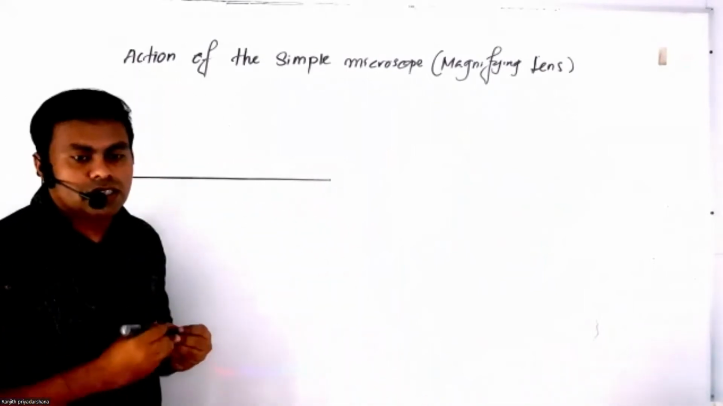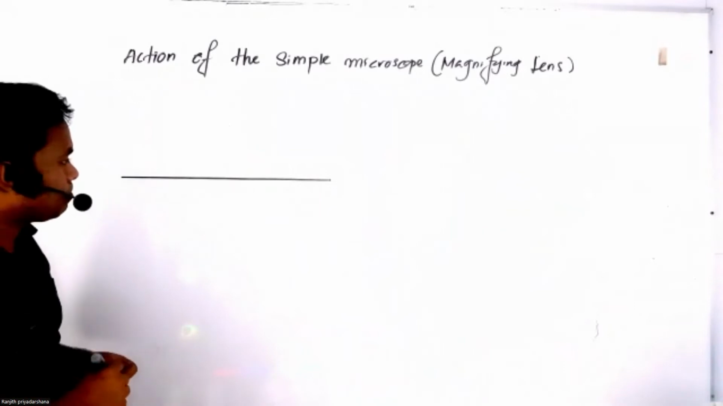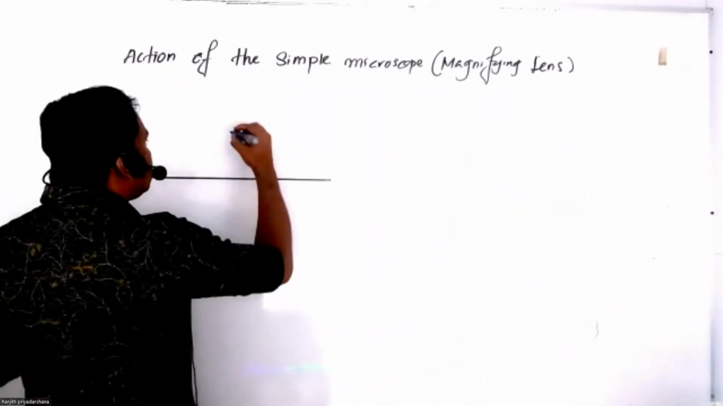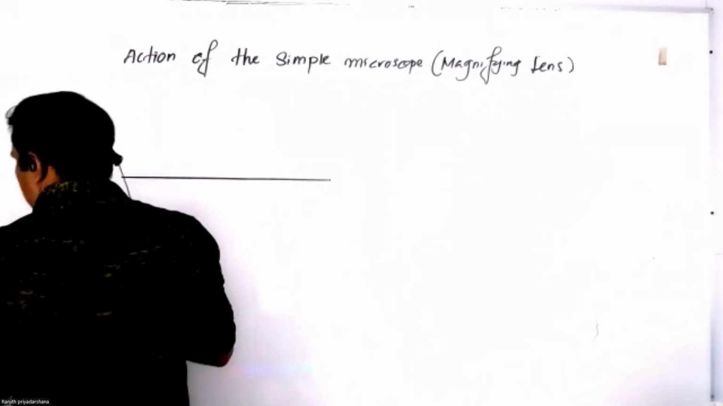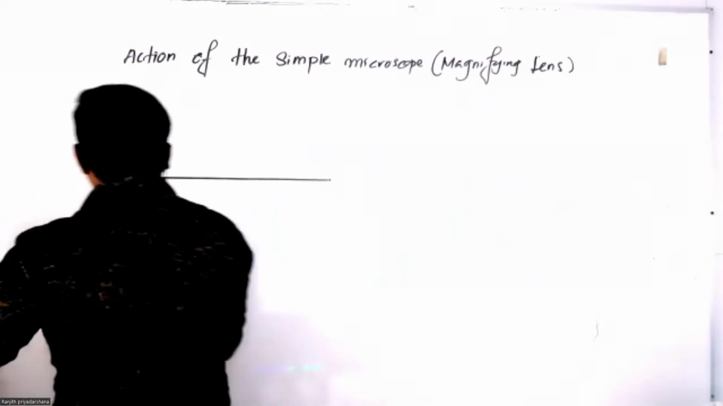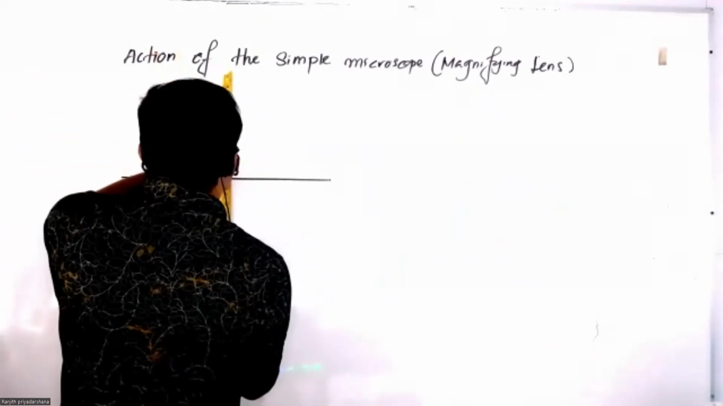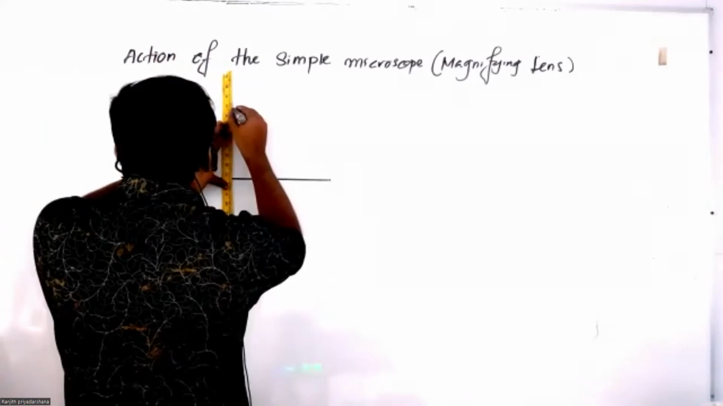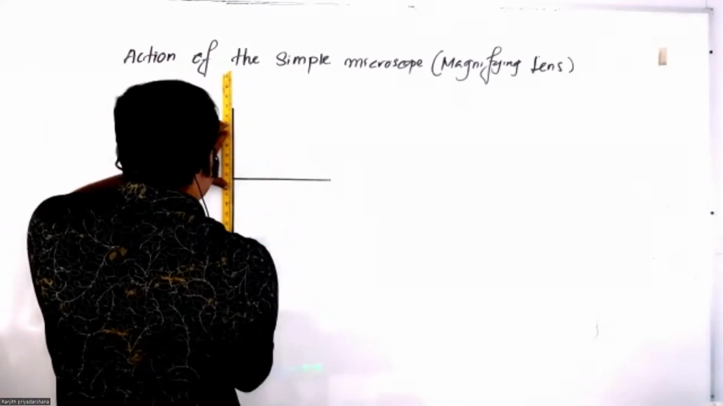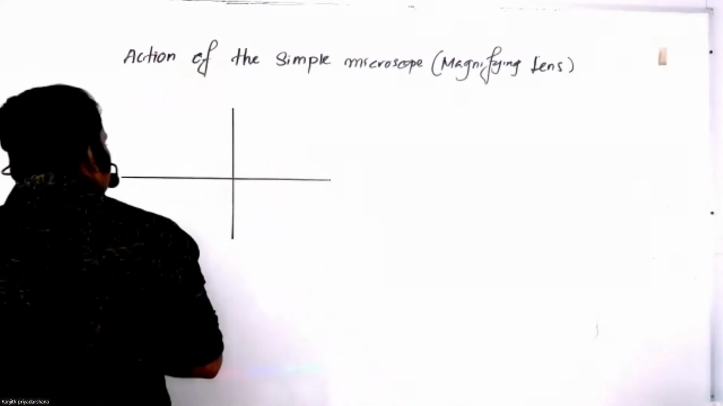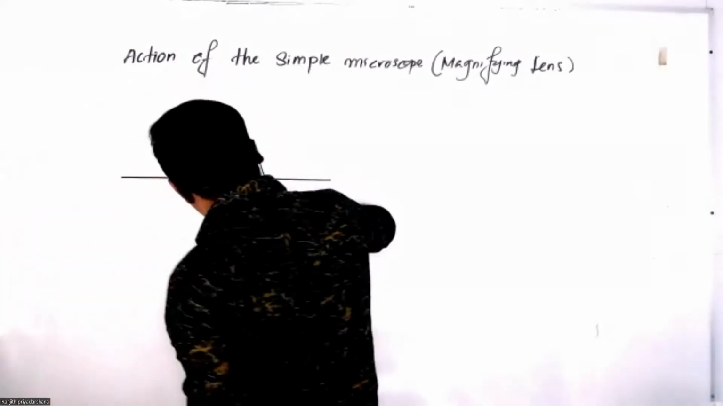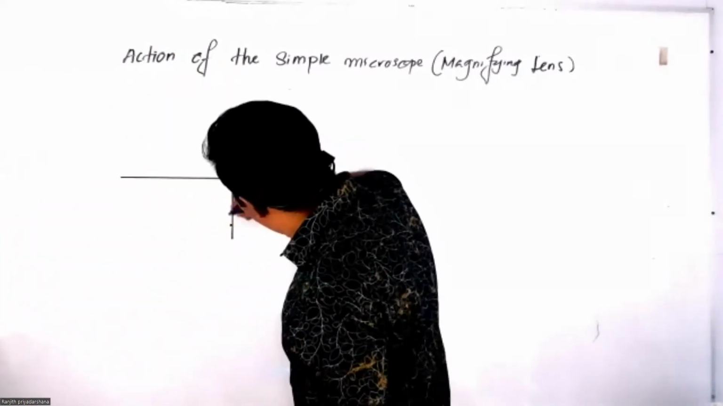Okay, so this is the principal axis. You have to draw the plane of the lens perpendicularly like this, then you find it easy to draw it, and then you see it well. Okay, now I draw this lens.